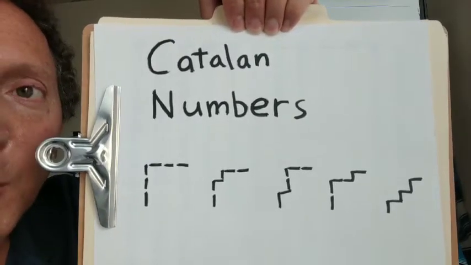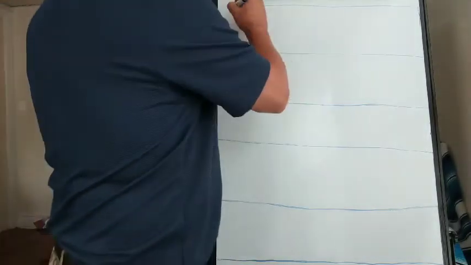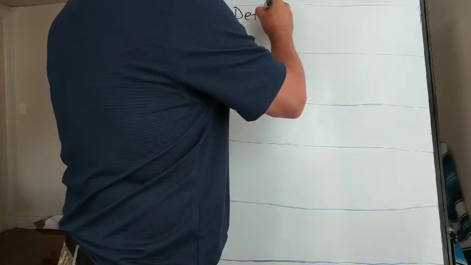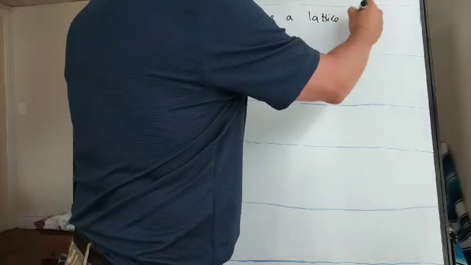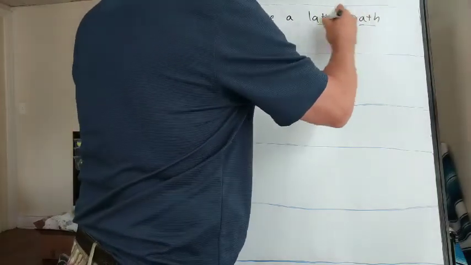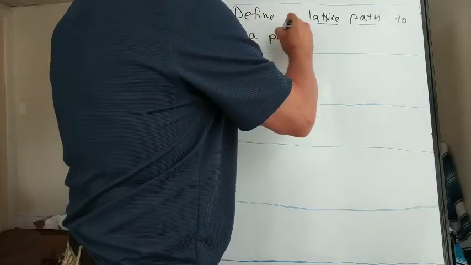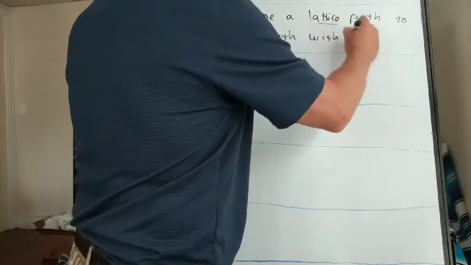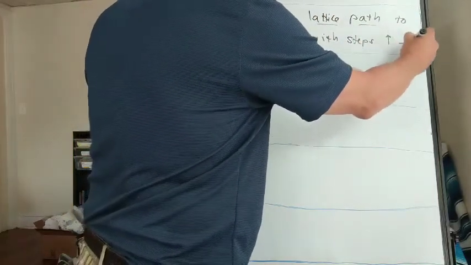In this lesson, I want to talk about the Catalan numbers. First, let's start with a related problem about counting paths in the plane. Let's define a lattice path to be a path with steps going 1 unit up and 1 unit to the right.